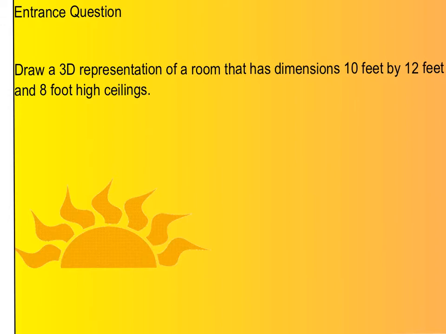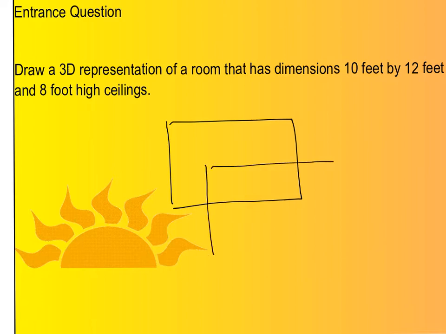Alright, if I know I have a room, I know it's going to be a 3D object. I'm going to start by drawing one rectangle, another rectangle slightly off center, and I'm going to connect all the corresponding corners. That's going to turn it into a 3D version of my room. I know I have 8-foot high ceilings, so I'm going to mark in the height is 8 feet.